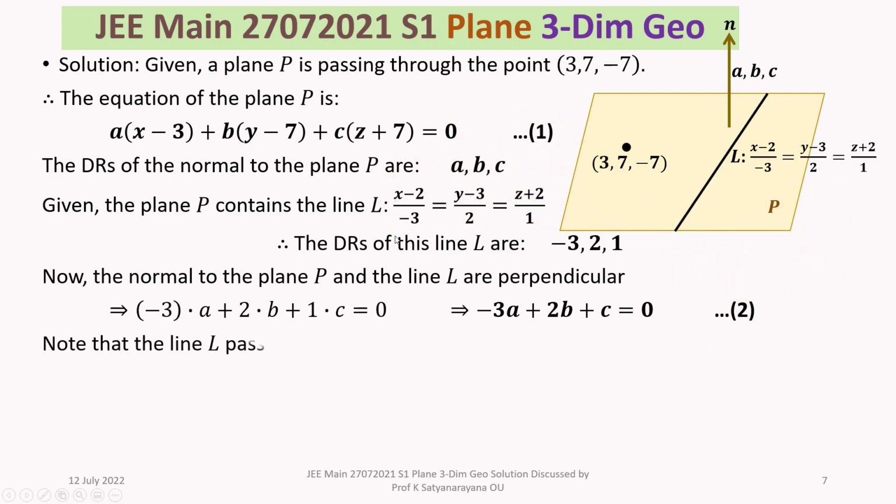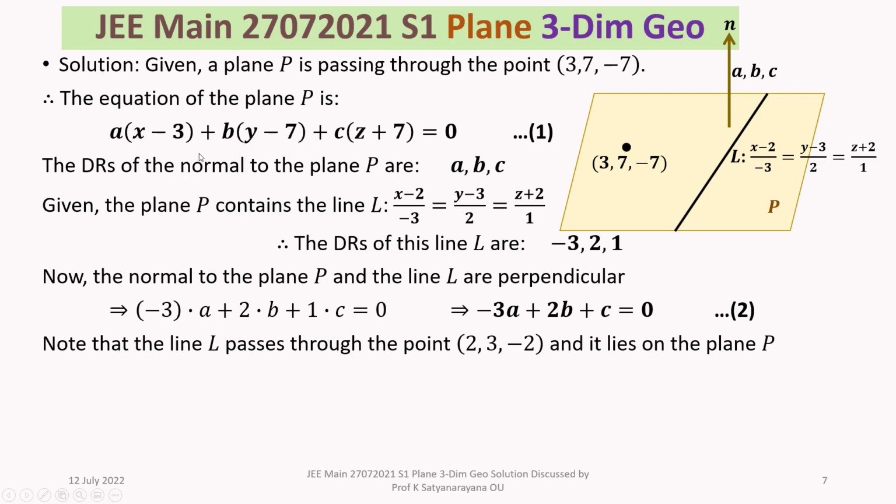Now, note that this line L is passing through the point (2, 3, -2), and this line L is on the plane. It is passing through this point. That means this point lies on this plane. Therefore, this point must satisfy equation 1.